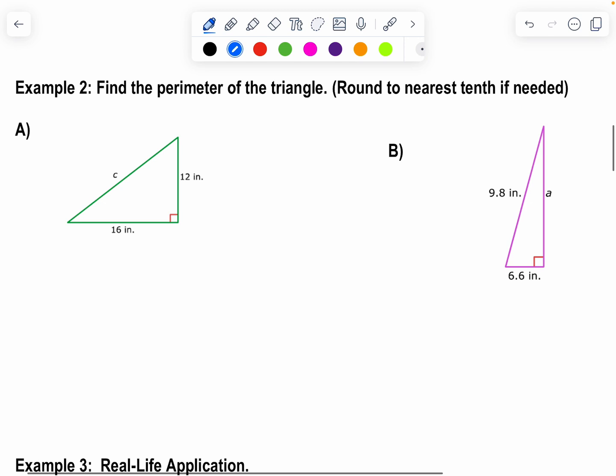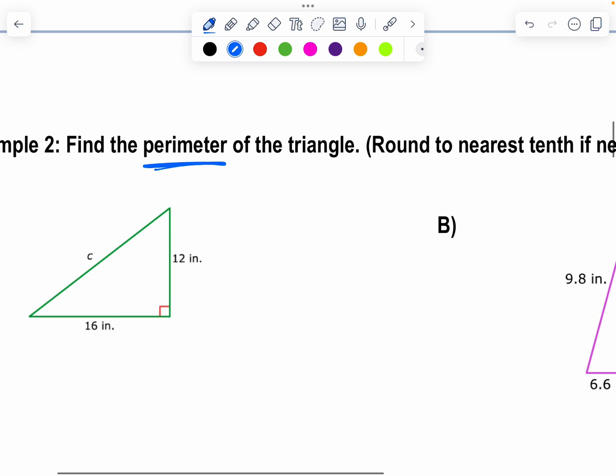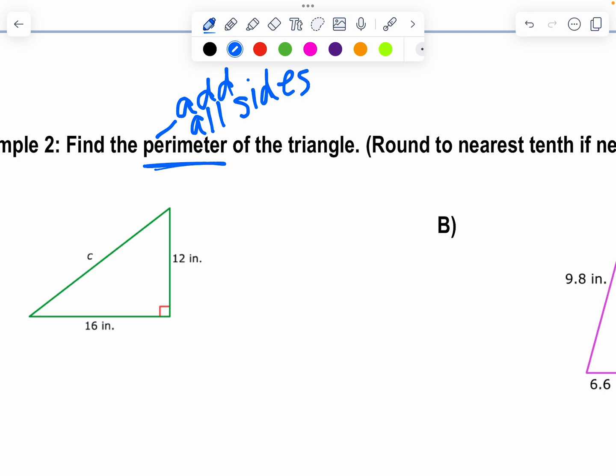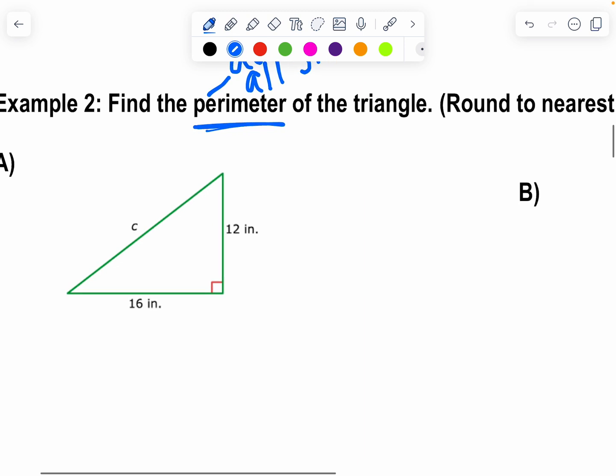So, find the perimeter of the triangle. Round to the nearest tenth. How do we find the perimeter of any shape? We add all sides. Okay, so we add up all the sides. We have 2 sides that already have the numbers. We don't have our C. We got to find our C.